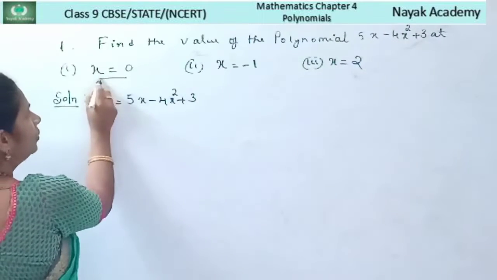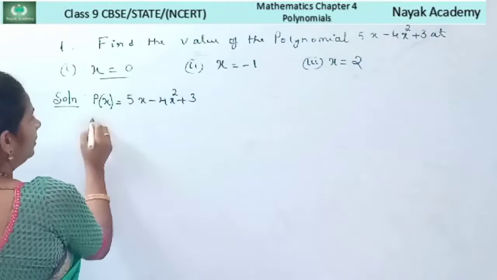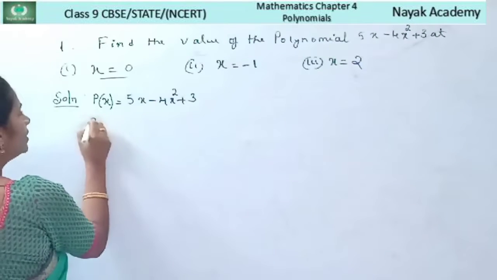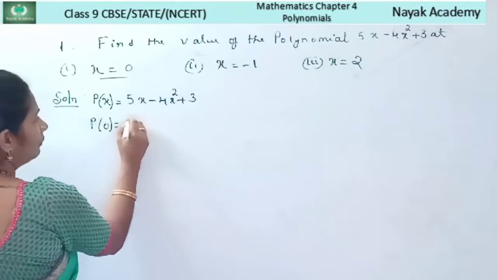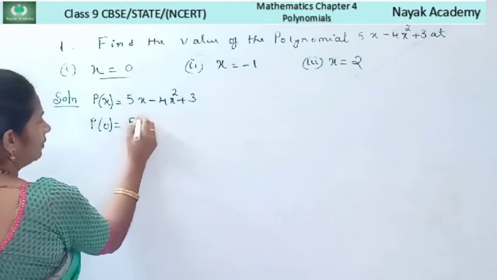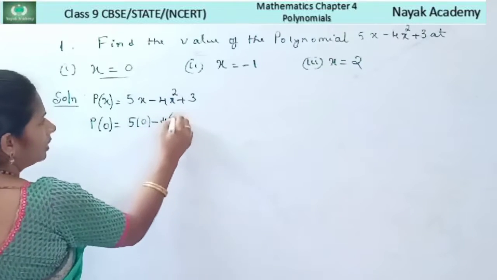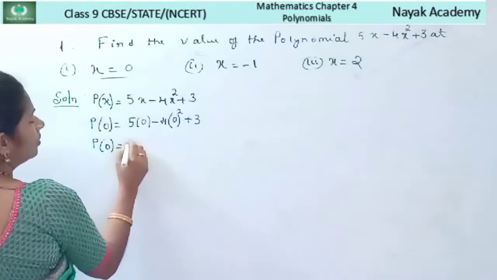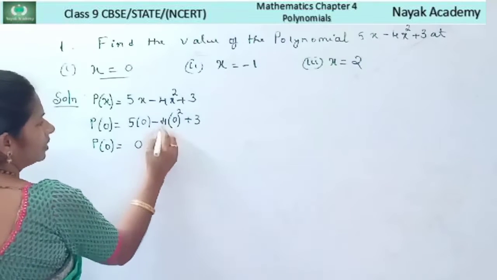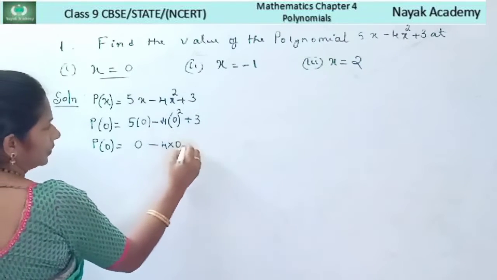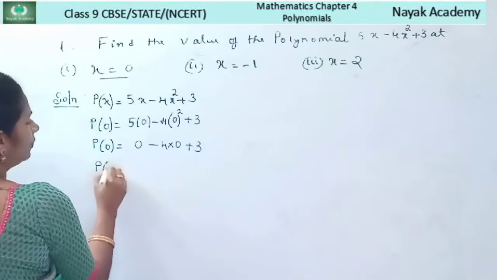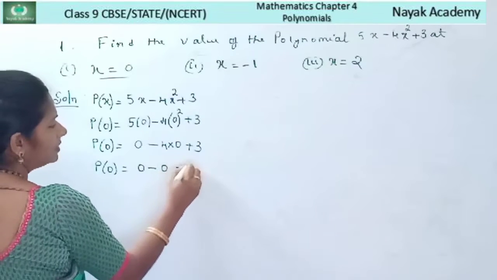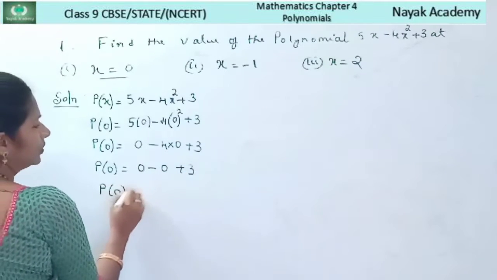Now we have to find the value at x equal to 0. Means in place of x we have to substitute the value as 0. Means p of 0 value we have to find out. So 5 into, in place of x you substitute the value as 0, minus 4 into 0 square plus 3. So p of 0 value is 5 into 0, that is 0, minus 4 into 0 square, that is 0, plus 3. So p of 0 value is 0 minus 0 plus 3. So p of 0 value is 3.